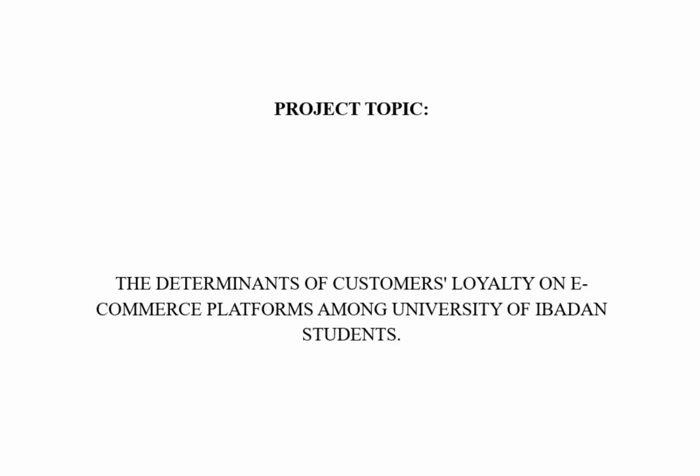chapter 1. So today, we will limit our scope of examples to how you can develop your chapter 1 based on this particular project topic. Now, what is the project topic? The project topic is the determinants of customer loyalty on e-commerce platforms among University of Ibadan students. Now, this project topic is just a title.